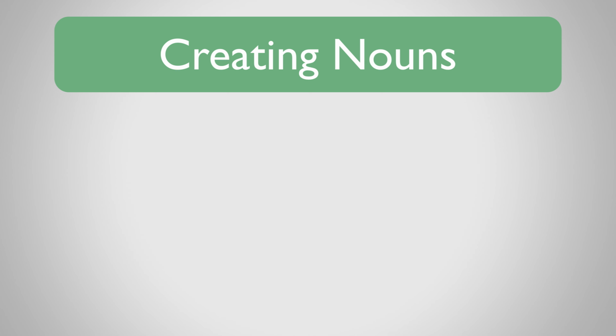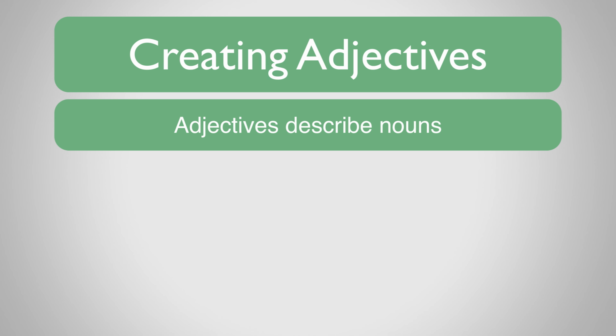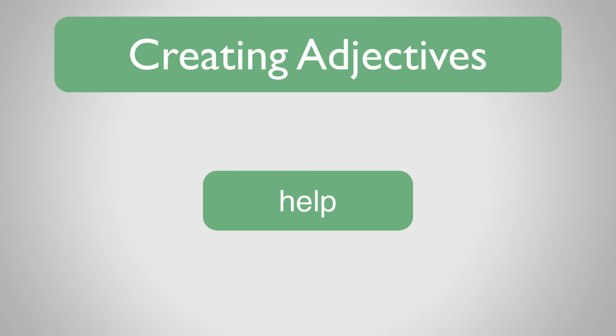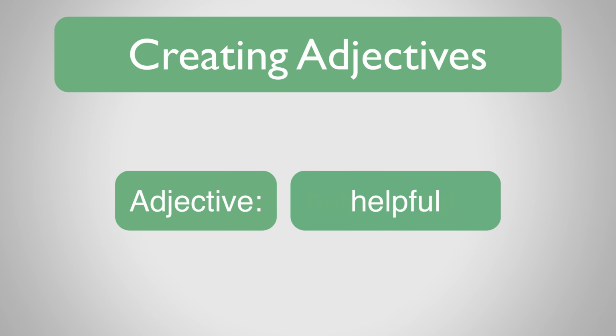As well as using suffixes to create nouns, we can also use them to create adjectives, that is, words that are used to describe nouns. Here's an example using the root word help. How could we use this word to describe someone who is good at giving help? Well, we could describe them as helpful by adding the suffix ful. This has now created an adjective that describes a noun. Notice how this suffix only has one L at the end, not two.